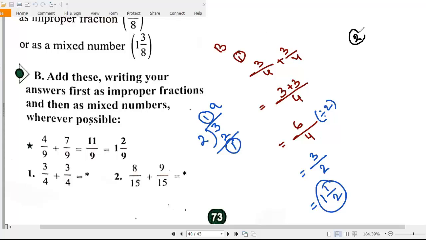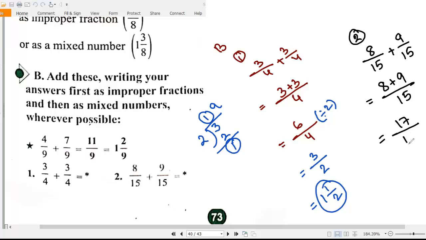Very simple. Look at this. Number 2 says 8 divided by 15 plus 9 by 15. Simple. So both denominators are same. So we have to just add the numerators. 8 plus 9, that will be 17. 17 divided by 15. Now convert this 17 by 15, that is this improper fraction, into a mixed number.